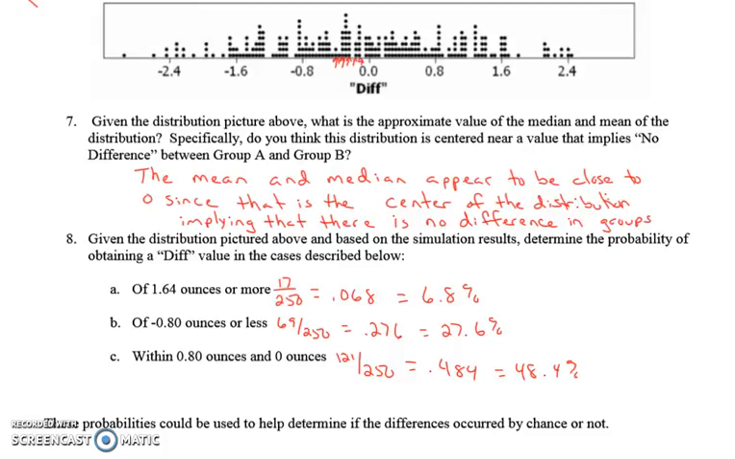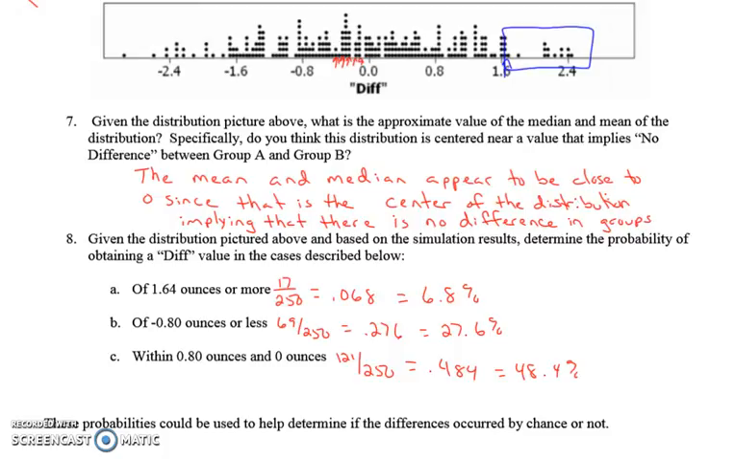Now, number 8 would probably be a little bit harder for you. If I'm looking at 1.64 ounces or more, I'm looking right here. So I'm going to have to count all the dots that are in that area, 1.64 and higher. And what I counted was 17 out of a total of 250 dots, which tells me that 6.8% of the results from my simulation, from mixing up those groups, end up with a difference of 1.64 or higher.